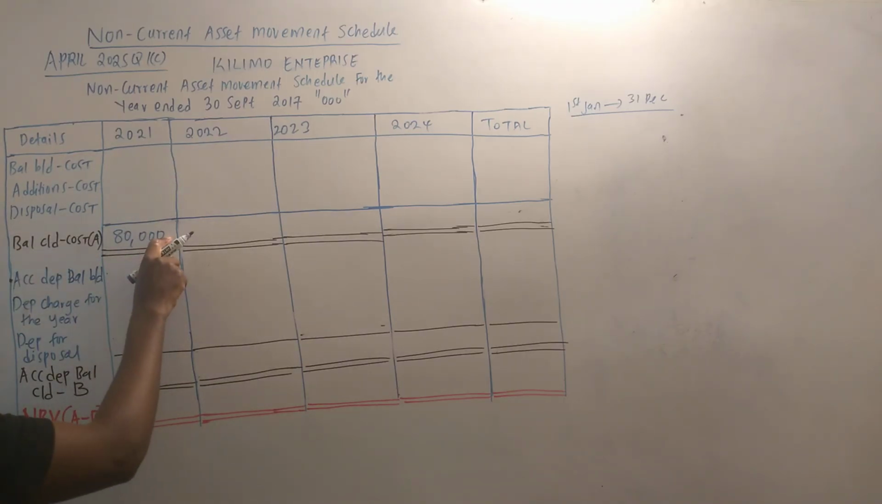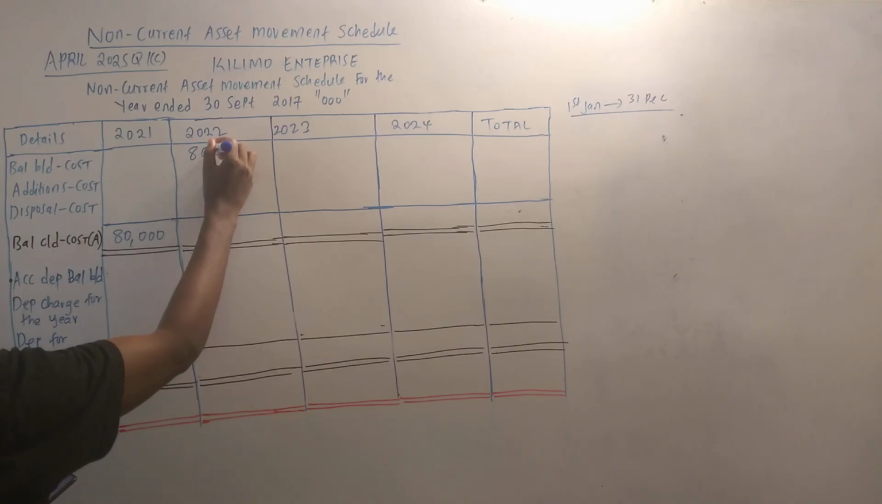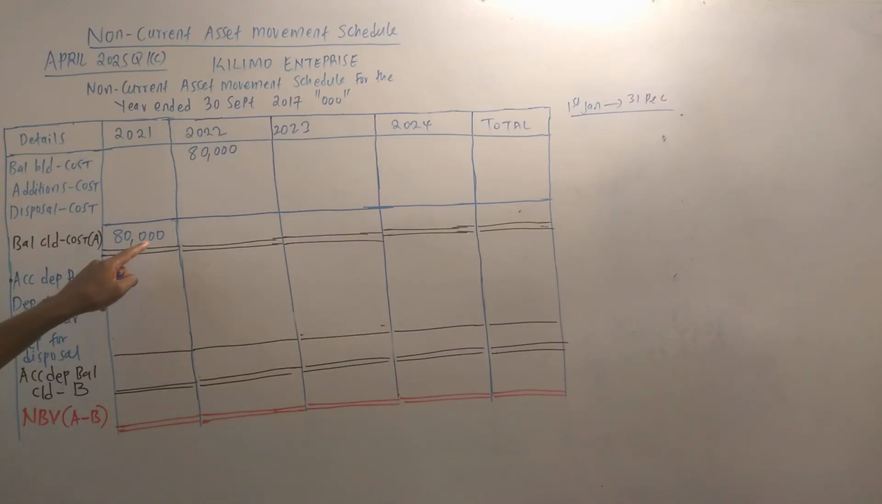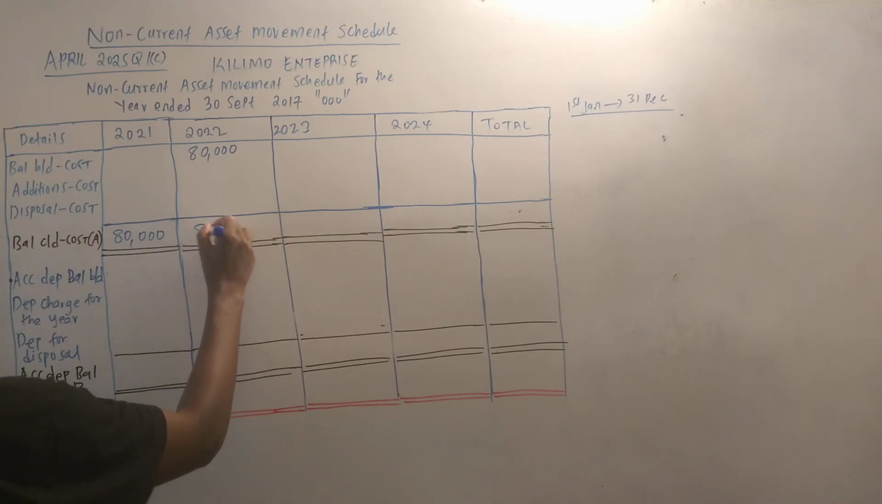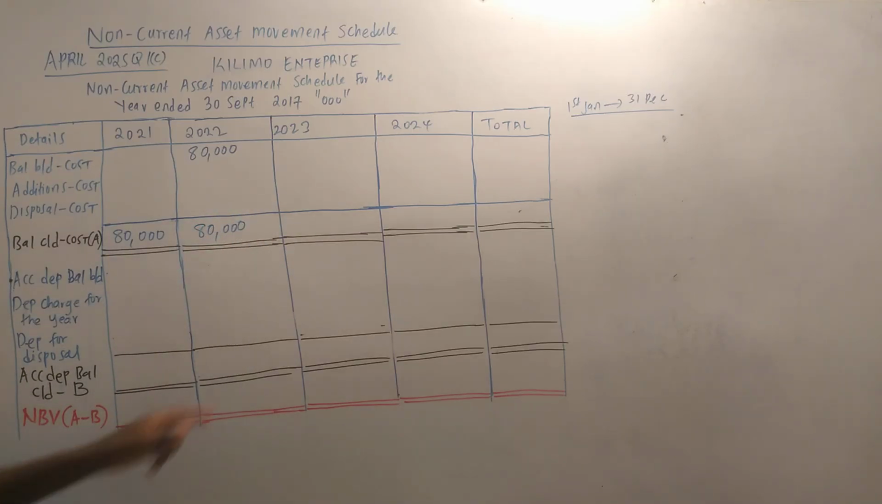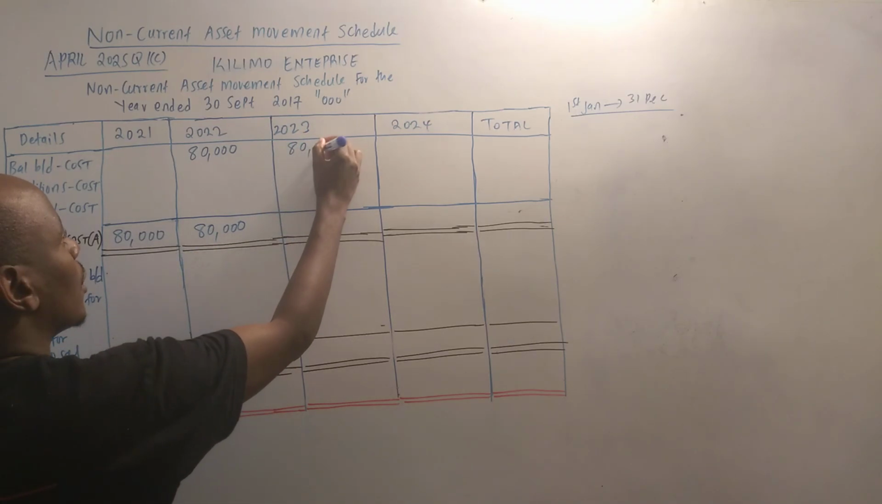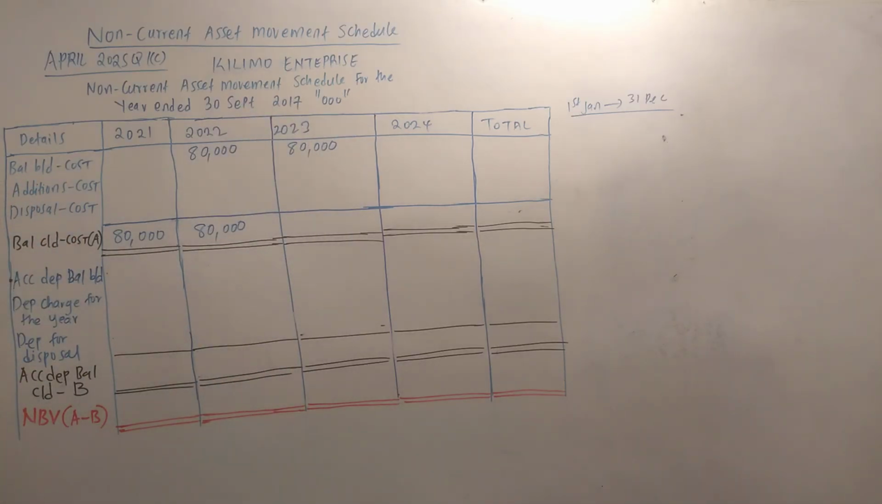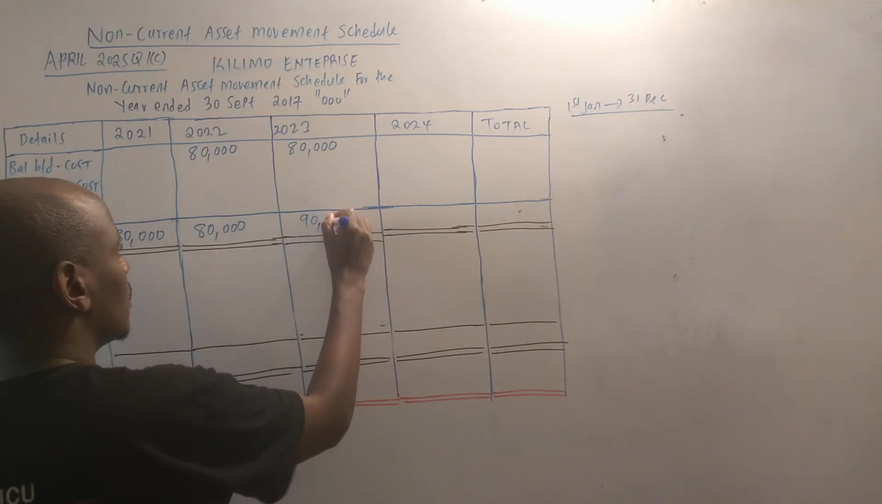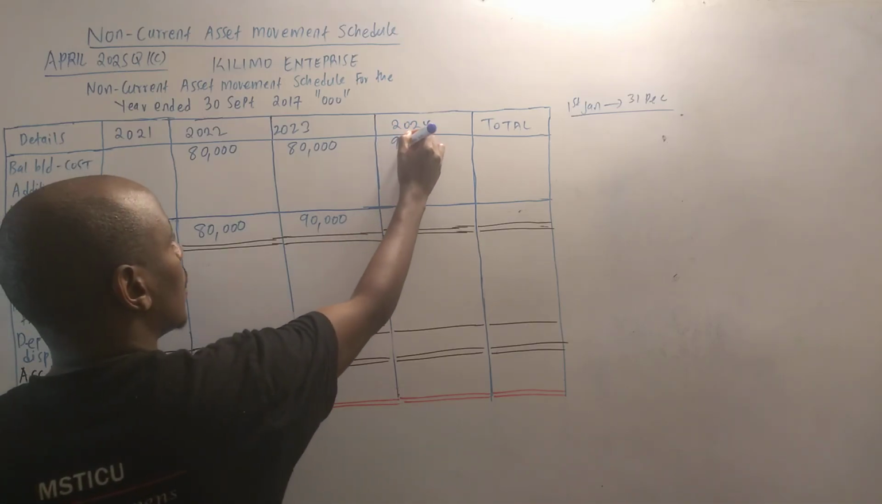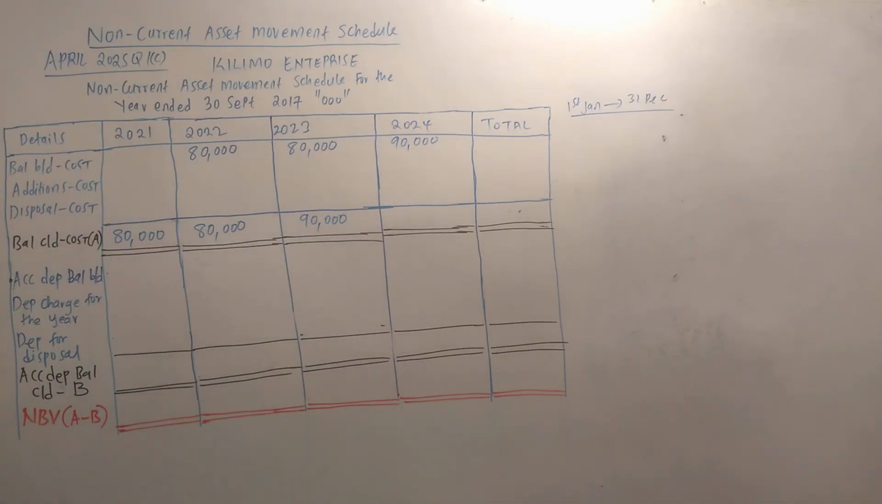So if the balance is 80,000 here, now it means also in 2022. So if the balance at the end of 2021 is 80, then at the beginning will be 80. Let's go to 2022. The balance at the end is 80,000. Remember, we are putting in cost. Now, if also at the end the balance is 80,000, meaning at the beginning will be 80,000. Let's go to 2023. The balance at the end is 90,000, meaning the balance at the beginning will be 90,000. Let's go to 2024.